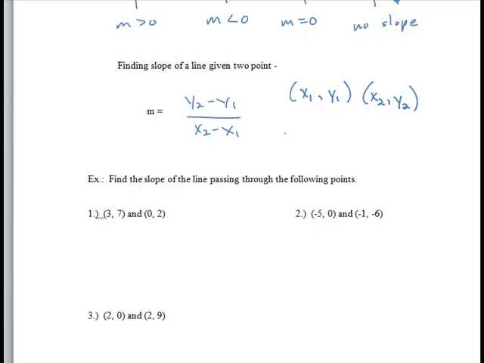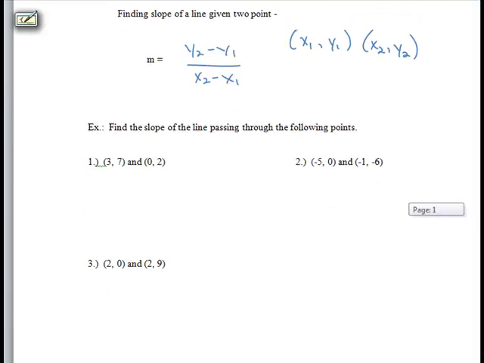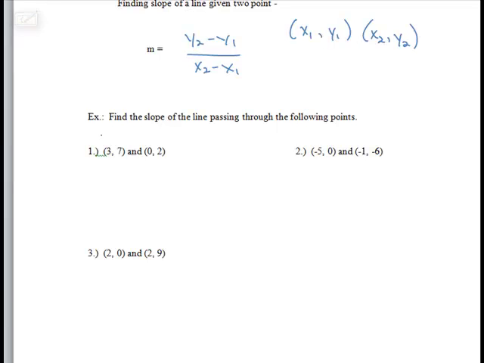Example 1, find the slope of the line passing through the given points. 3, 7, 0, 2. I'm going to write right out on my paper what the values for x2, y2, x1, y1 are. Then it's just a matter of substituting those values into the formula. y2 minus y1, 2 minus 7, all over x2 minus x1, 0 minus 3. Simplify. Negative 5 over a negative 3 simplifies to a positive 5/3. Right away, the fact that that slope is positive, we know that the line passing through those 2 points will be an increasing line.